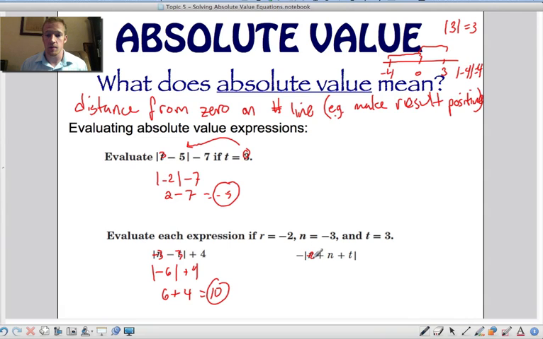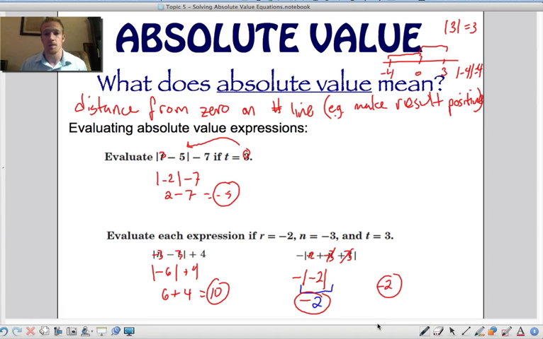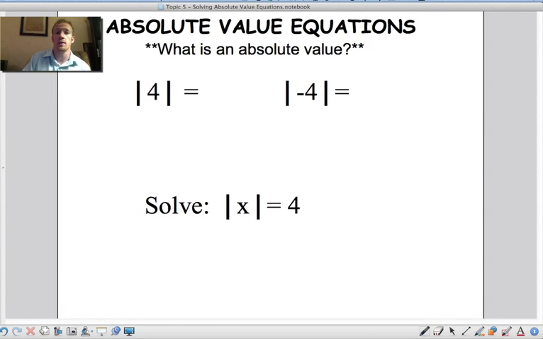Here we have a negative 2, a negative 3, and a 3. So negative 3 plus 3 cancel each other out. So we have a negative absolute value of negative 2. Well, this part, the absolute value of negative 2, is just 2. And we still have the negative out front here. So negative 2 is your answer. Alright, so that's how absolute values work, in case you forgot.